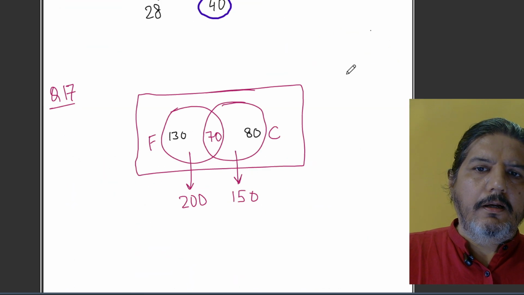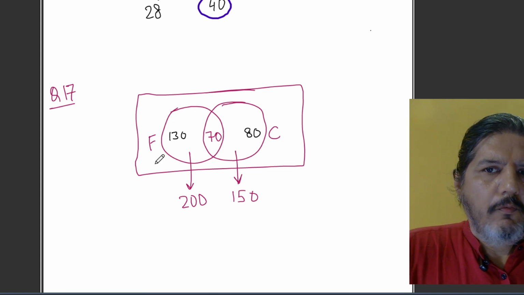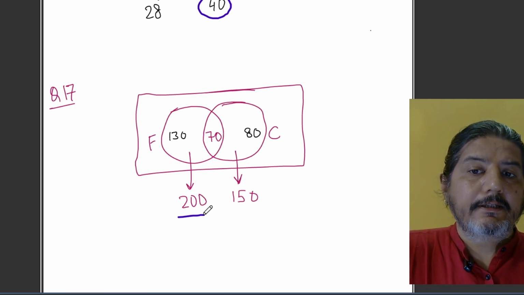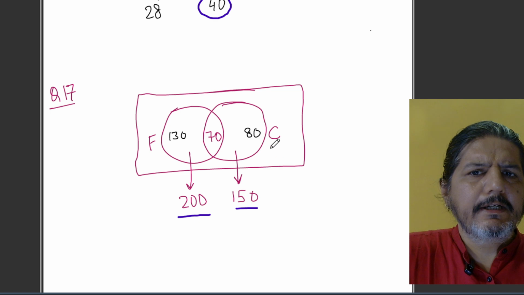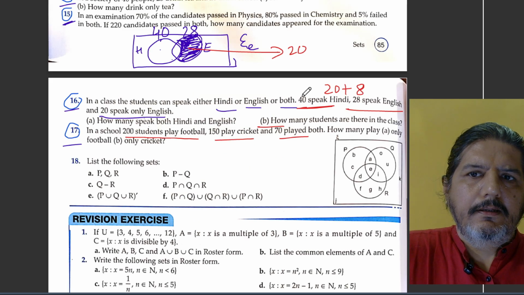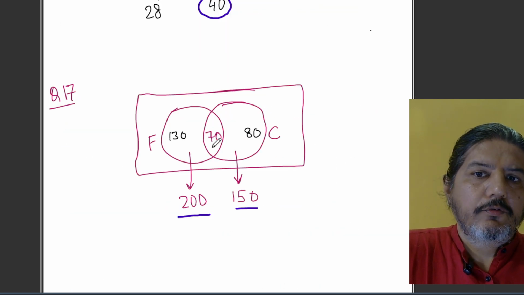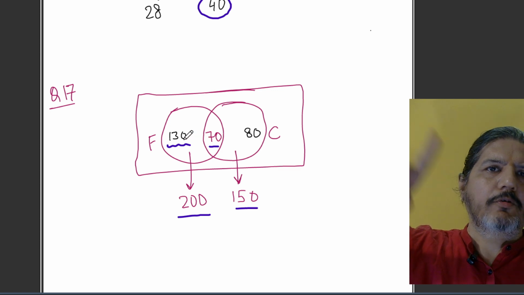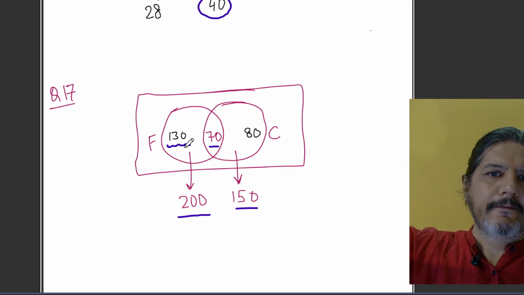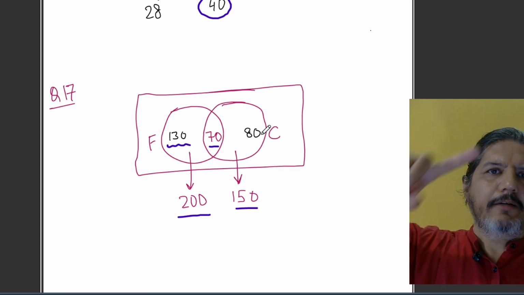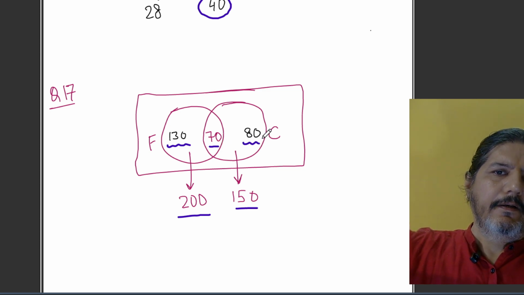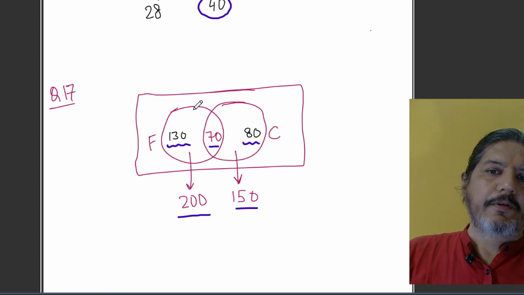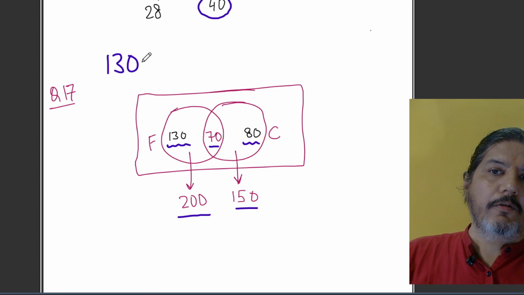So when I draw the diagram, 200 are in football, 150 are in cricket, but 70 play both. So out of the total football players, I have to subtract 70 to find the 130 people who play football only. And out of the total 150 cricket players, if I subtract 70, I get 80. So 80 are pure cricket players. So 130 are pure football players, 80 are pure cricket players, and 70 play both.